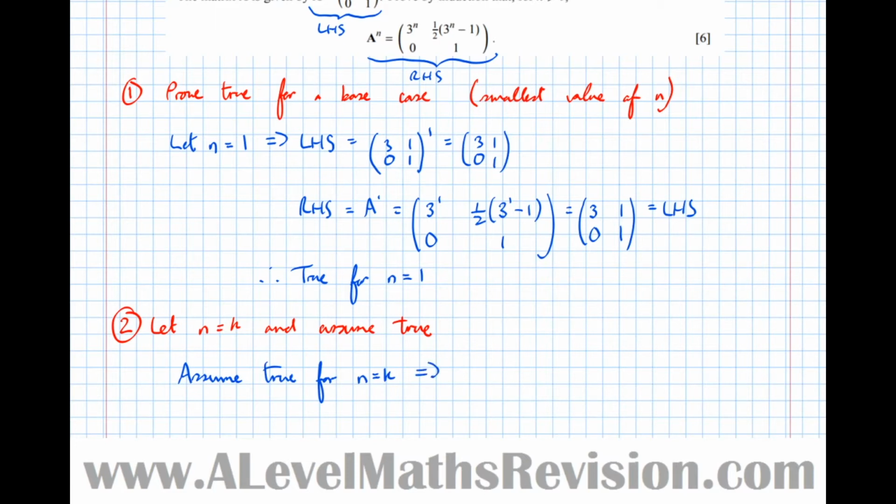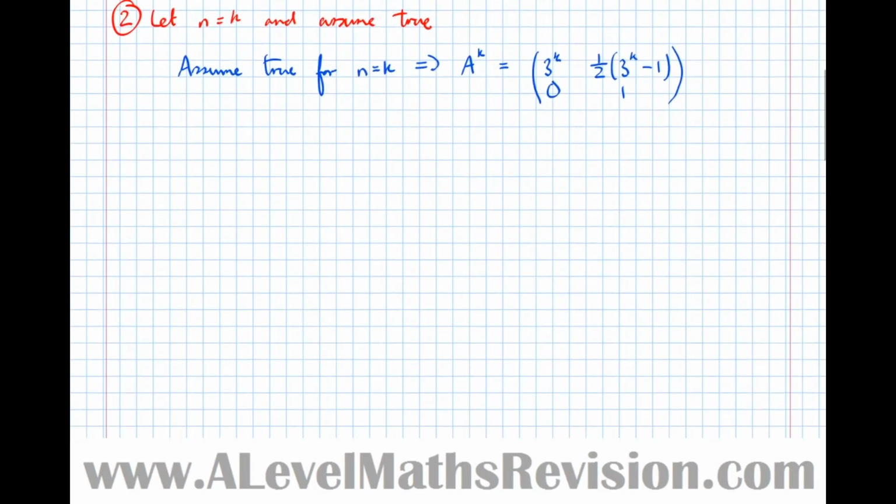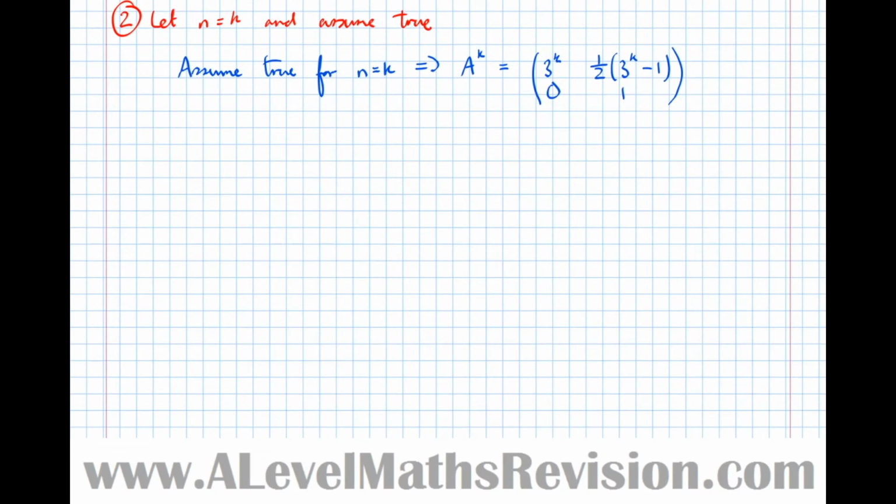We should always state what we're assuming, i.e. A to the power of k equals [3 to the k, 0; a half of (3 to the k take 1), 1]. So we're assuming that that's true. We don't know whether or not it is true yet. It's important to state that, but we're just going to assume for now it's true. We'll come back to why that's important in a little while.